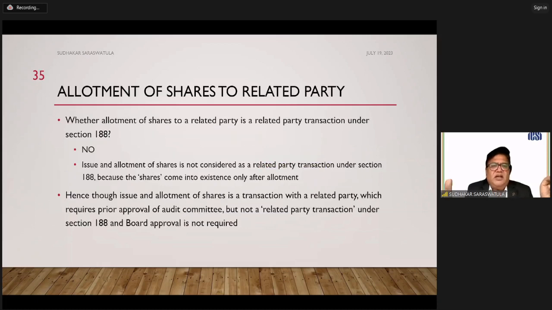Whether allotment of shares, I can put one question, a kind of an FAQ, I can say this: whether allotment of shares to a related party is a related party transaction under Section 188, the answer is no, because issue and allotment of shares is not considered as a related party transaction, which I was mentioning earlier, because the shares come into existence only after the allotment.